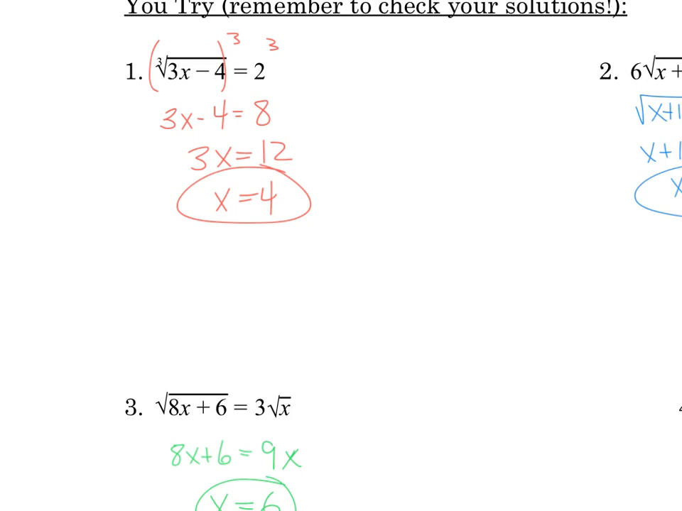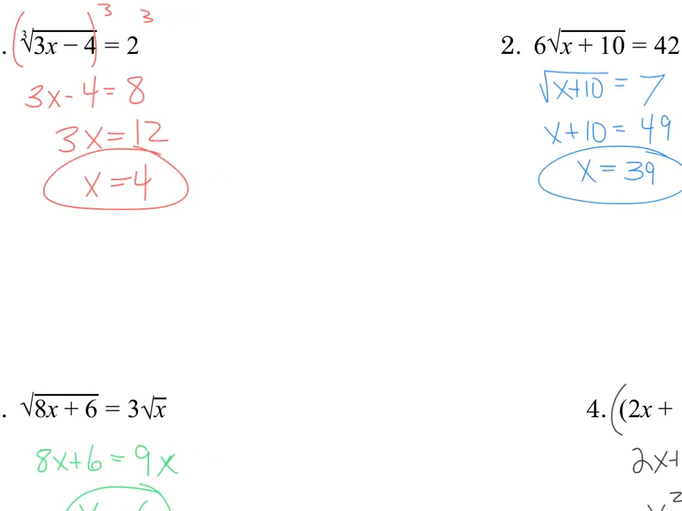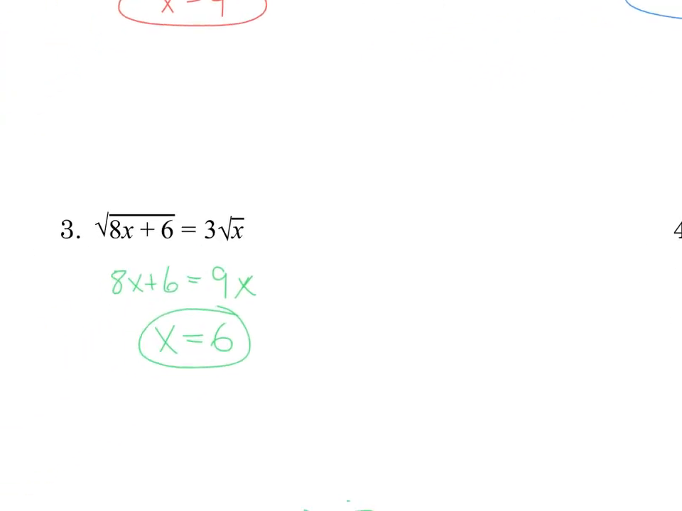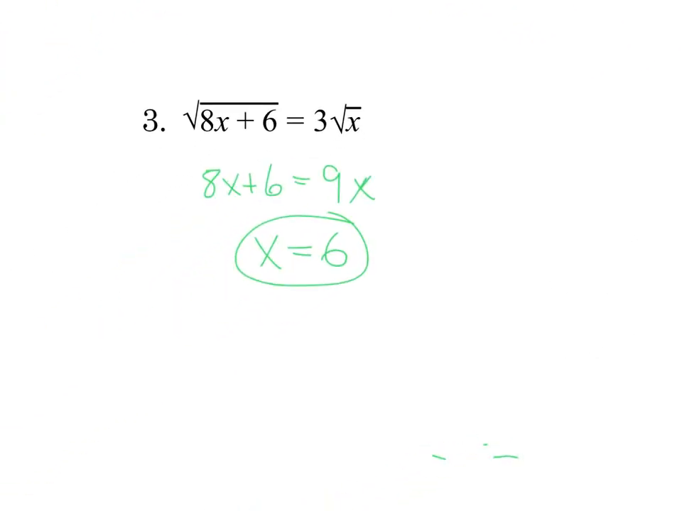For number 1, I cubed both sides and got x equals 4 once I simplified. For number 2, I divided by 6 first, squared both sides, and got x equals 39. For number 3, I squared both sides, being careful to square the 3 as well, and found that x equals 6.